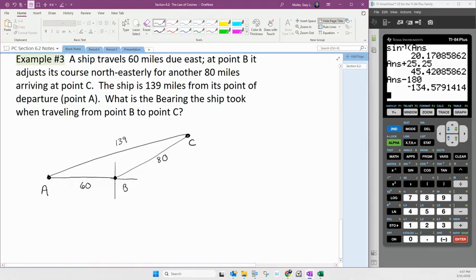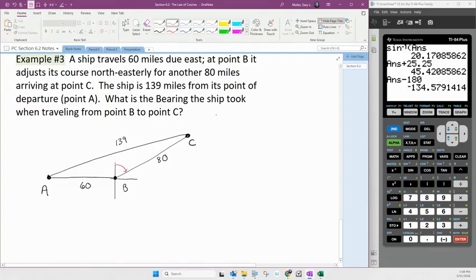What is the bearing the ship took when traveling from point B to point C? So before I even think about doing any math, I'm going to try to figure out, like draw in, that angle. So we know that bearing is measured from either north or south, and it's an angle between 0 and 90 degrees. So it looks to me like my answer should be this red arc right here.